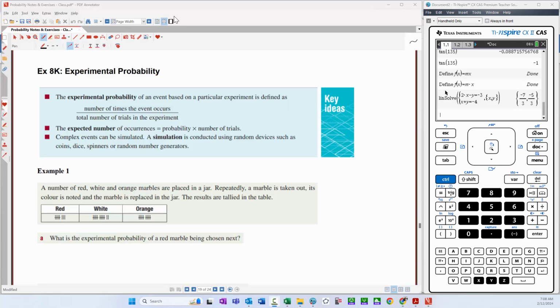Hi, year eights. So what we'll do today is look at what's called experimental probability. That is working out probabilities of things happening based on just running an experiment or a simulation. So what you do is you run these simulations of particular events and you use things that we know how they work, like coins, dice, spinners, or on the calculator we use a random number generator. And what we can then do is calculate the probability of things happening.